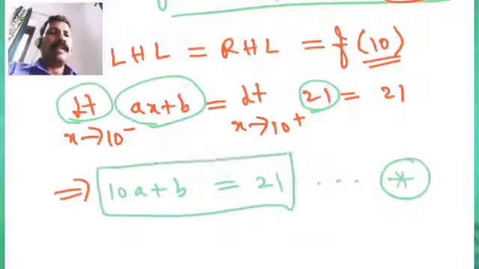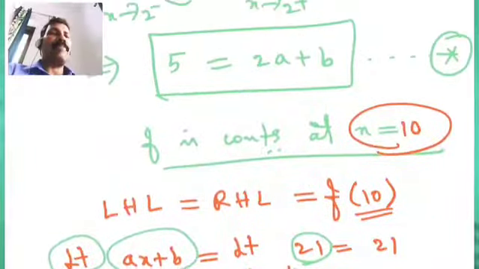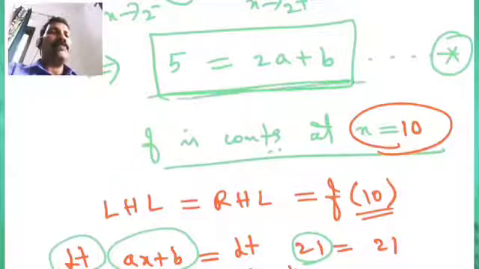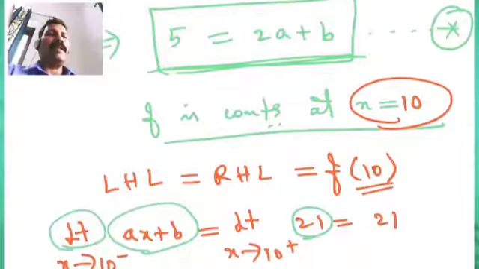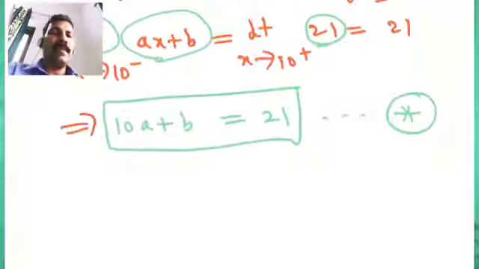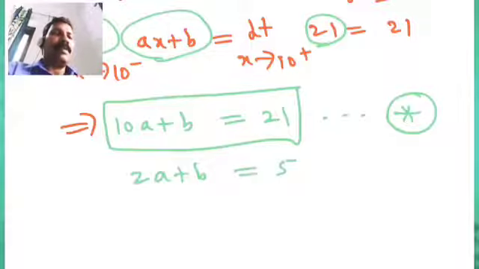So we have the second equation. So we have two equations. The first equation was 5 equal to 2a plus b, so we can write it as 2a plus b is equal to 5. That was our first equation. This is our second equation.